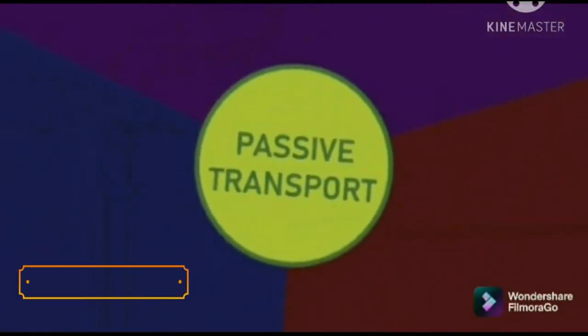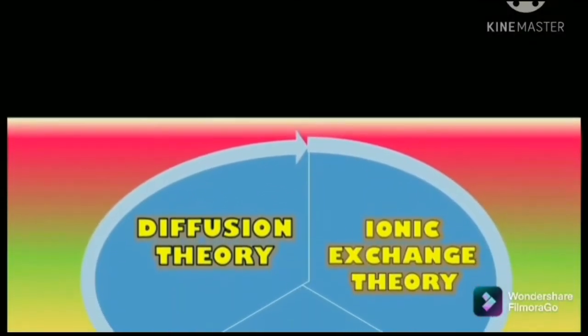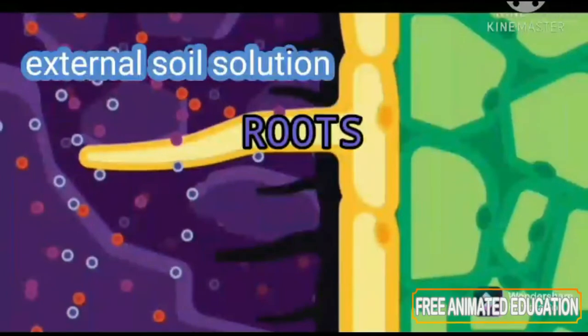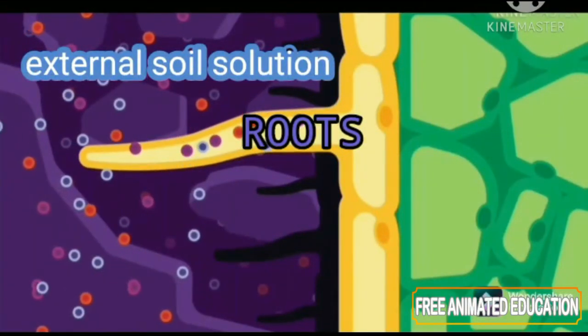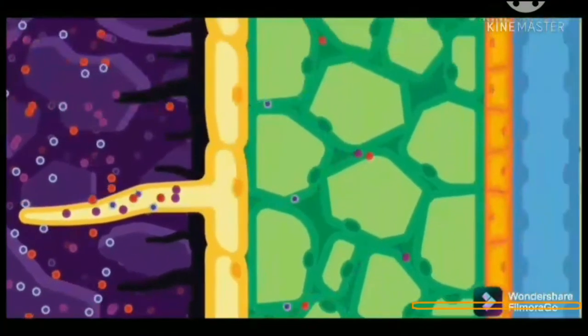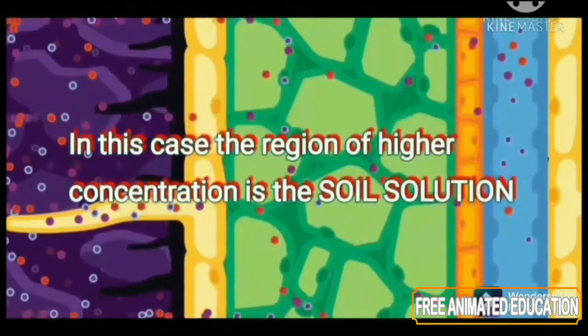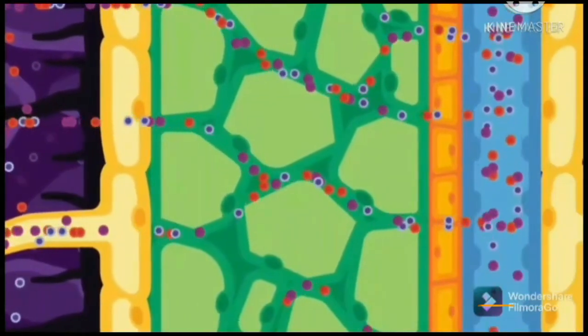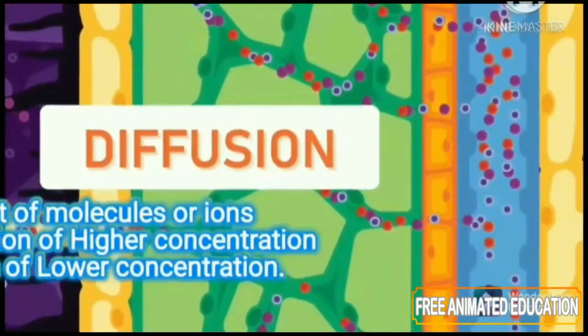The passive process, or passive transport, can be explained by diffusion theory, ionic exchange theory, and Donnan's equilibrium. Diffusion theory: when the concentration of mineral ions is higher in the external soil solution than in the roots, the ions in the soil solution will move from a region of higher concentration to a region of lower concentration. This movement of molecules or ions is called diffusion.